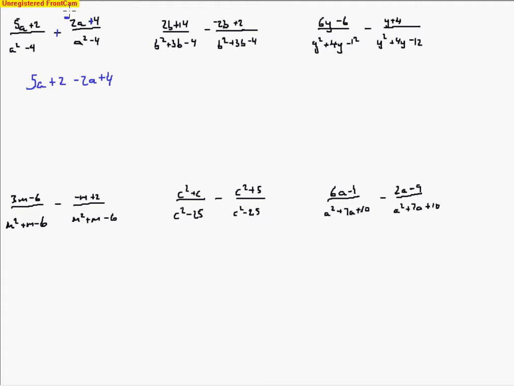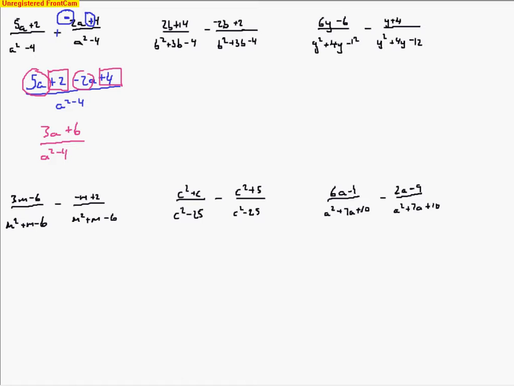Again, notice the signs. This is the big thing that we have to make sure we change. When we change subtraction to addition, both signs are going to switch. It's kind of like multiplying both terms by negative 1. Down below I still have this a squared minus 4. From that point we can collect like terms. I see that I have a 5a here and a negative 2a here, so that gives me 3a. Over here I have a positive 2 and a positive 4, which gives me 6. Down below I have that a squared minus 4.